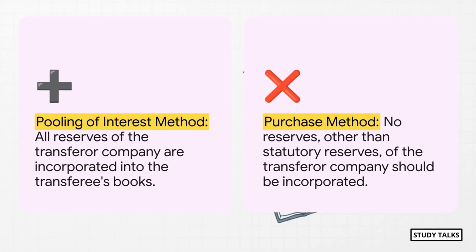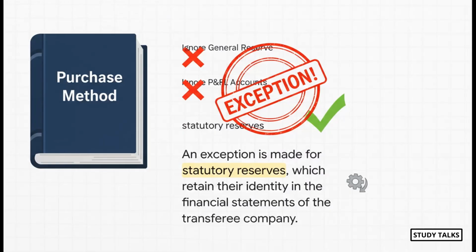But with the purchase method, it's like the old company's financial identity is wiped clean. You do not record its general reserve or P&L. They're just gone. The only exception, and this is a big one to remember, is for statutory reserves. So, what happens with these statutory reserves in a purchase situation? Well, sometimes the law says the new company has to keep them going for a few more years. But since we can't bring in the profit that originally created that reserve, we need to do a special, kind of weird adjustment to get it onto our books. This is a common point of confusion for sure.